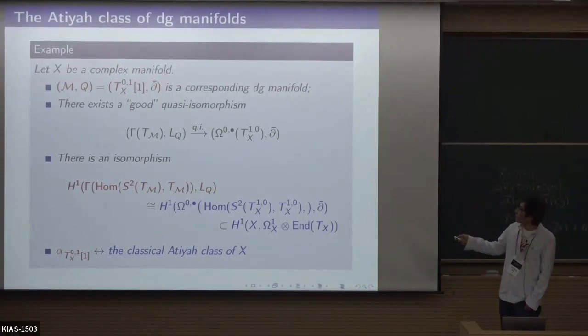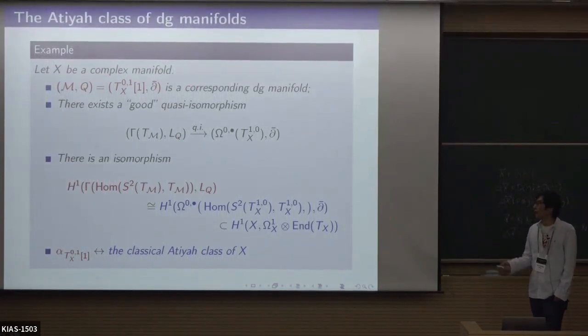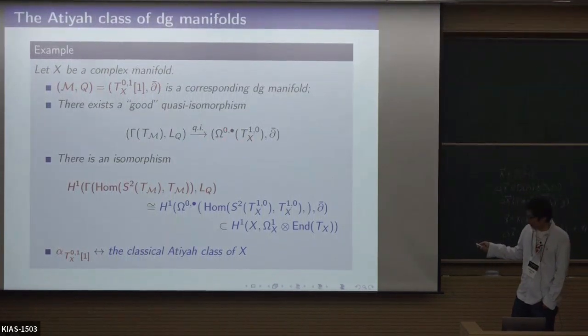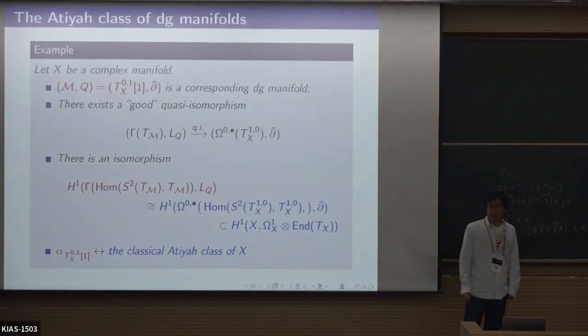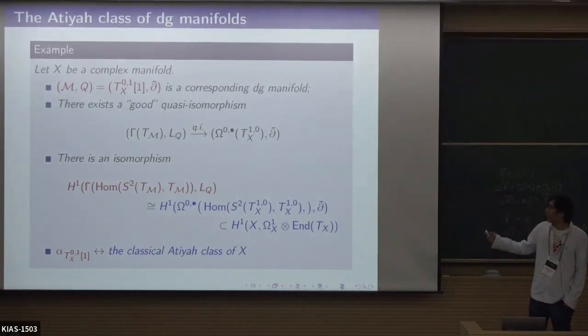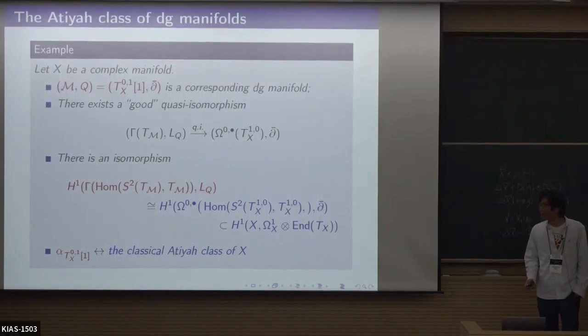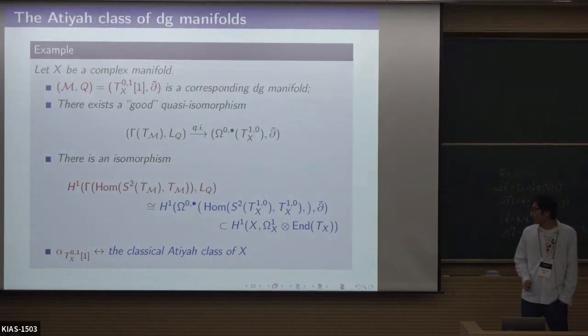So from a complex manifold, we have a corresponding differential graded manifold. And there is a quasi-isomorphism from the space of vector fields with the omegas, the anti-holomorphic forms with coefficient in the holomorphic tangent bundle, with the Dolbeault operator coming from the holomorphic structure of the holomorphic tangent bundle of X. And the left side is the Lie derivative with respect to Q.